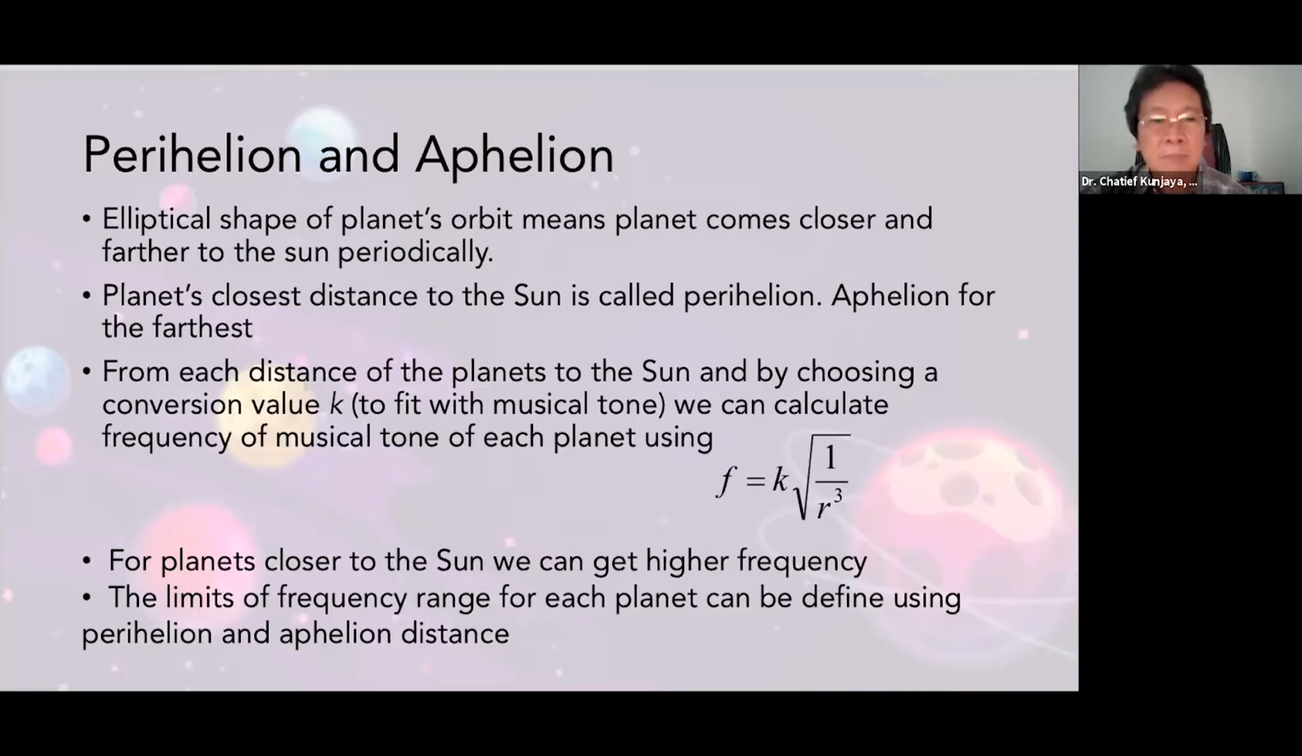It means a planet which is closer to the sun has a higher frequency. A planet with a distance far from the sun has a lower frequency. The limit of the frequency range for each planet can be defined by the perihelion and aphelion distance. So what kind of tone can each planet give to us?